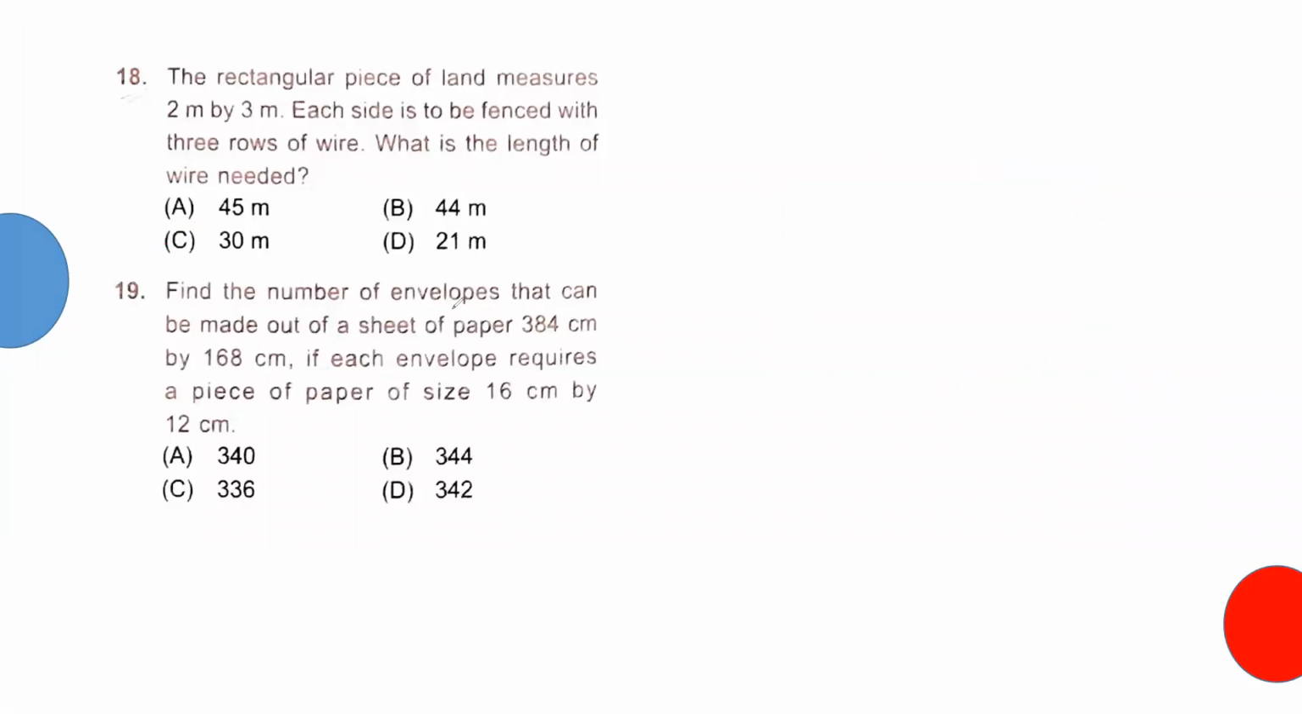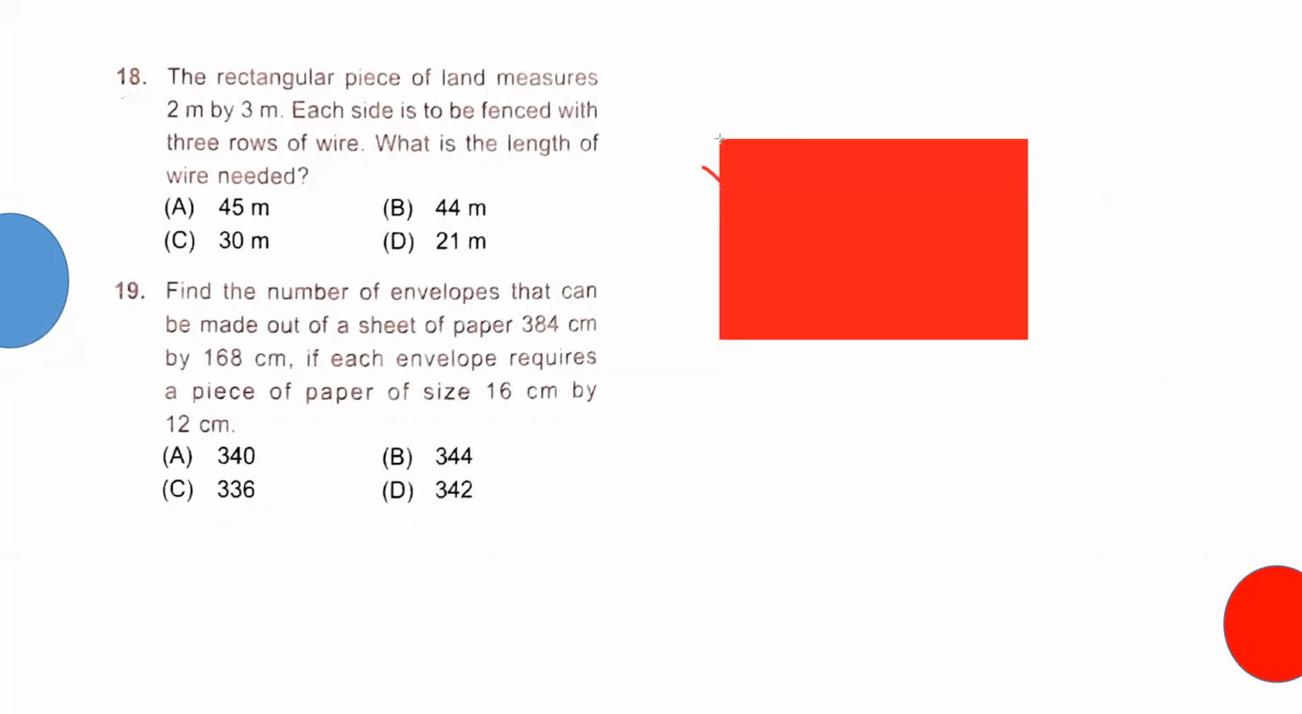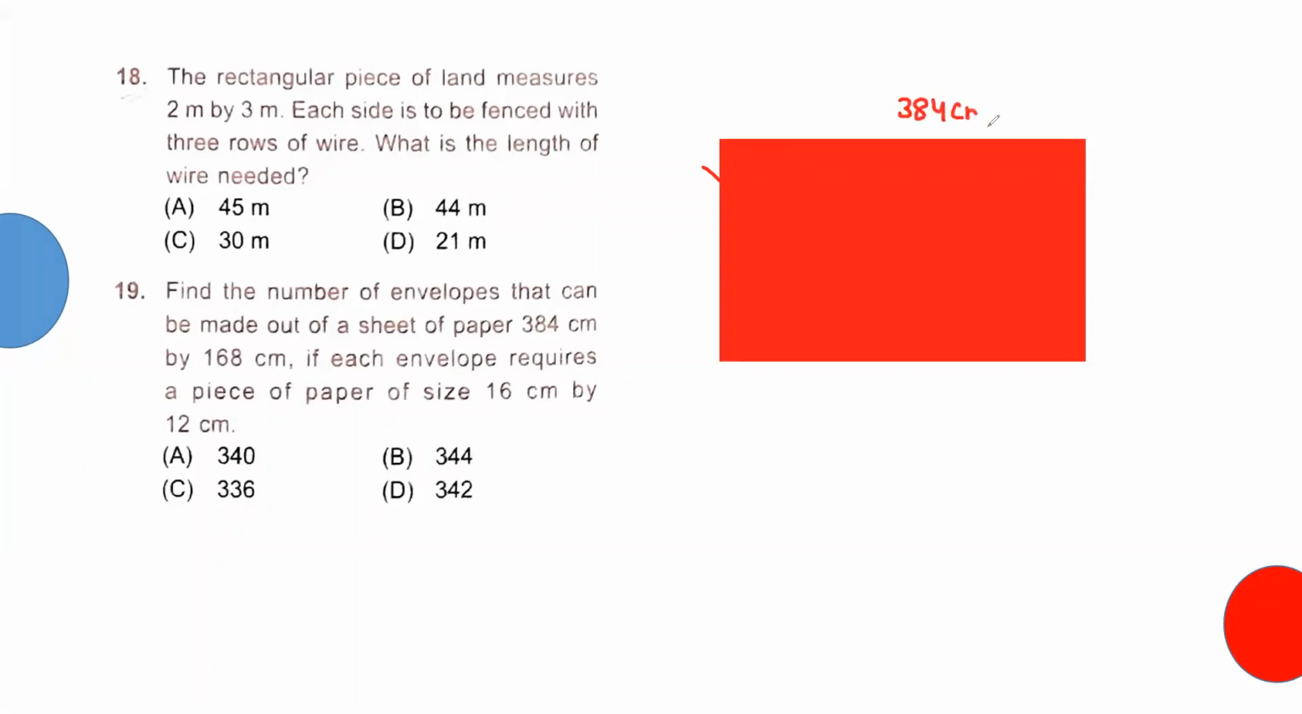Now, find the number of envelopes that can be made out of a sheet of paper 384 centimeter by 168 centimeter. So you have a sheet of paper like this, and this is given as 384 centimeter. This is given as 168 centimeter. So what is the size of the envelope? The size of the envelope is 16 centimeter by 12 centimeter.